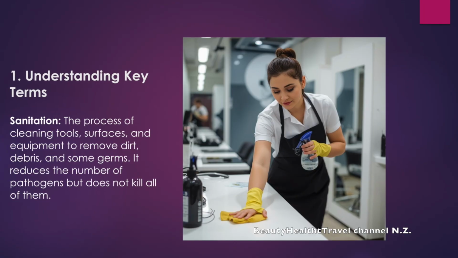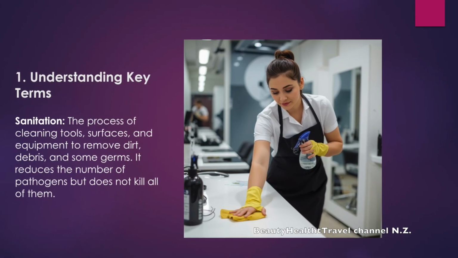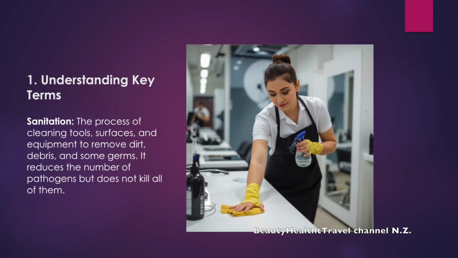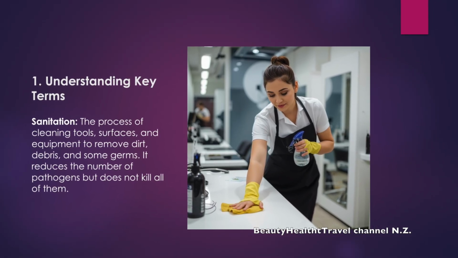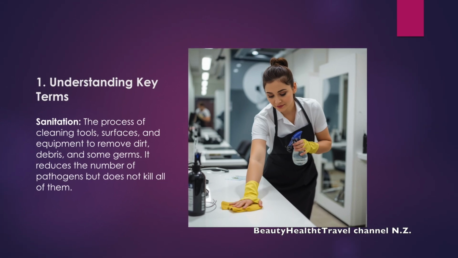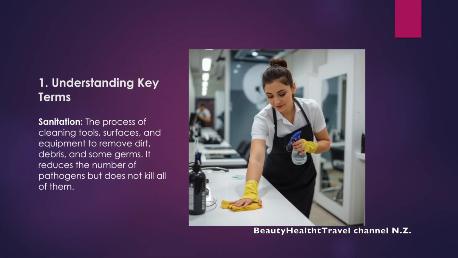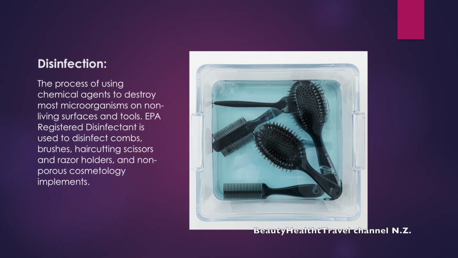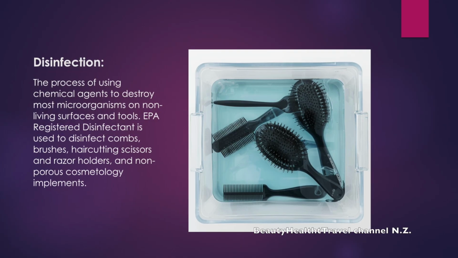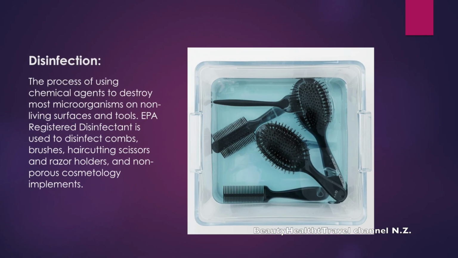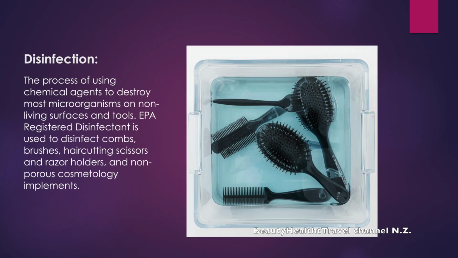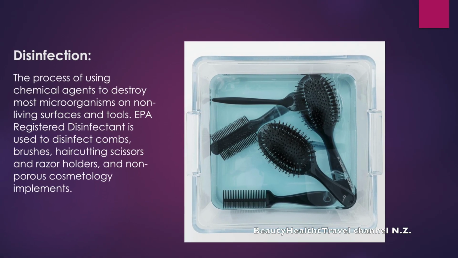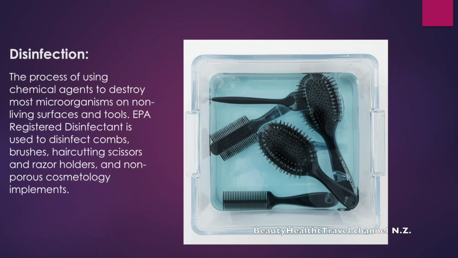1. Understanding key terms. Sanitation: the process of cleaning tools, surfaces, and equipment to remove dirt, debris, and some germs. It reduces the number of pathogens but does not kill all of them. Disinfection: the process of using chemical agents to destroy most microorganisms on non-living surfaces and tools. An EPA Registered Disinfectant is used to disinfect combs, brushes, hair-cutting scissors and razor holders, and non-porous cosmetology implements.